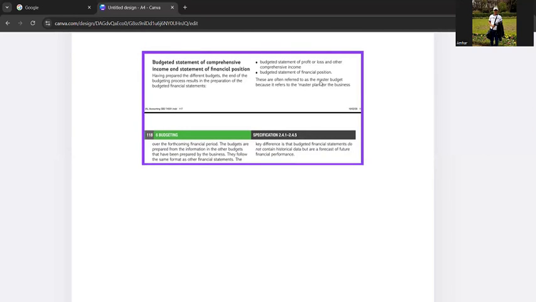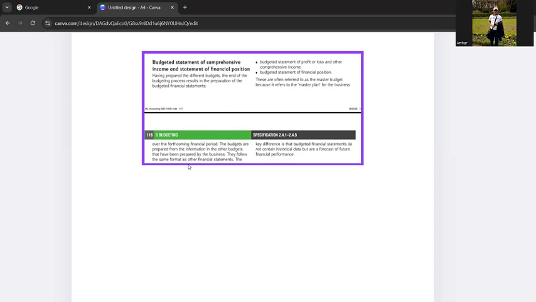These are often referred to as the master budget because it refers to the master plan for the business over the forthcoming financial period. So this statement of profit or loss plus SOFP, both are known as the master budget. The budgets are prepared from the information in the other budgets. So now we will prepare the budgets based on the SOFP and statement of profit or loss. We will look at other budgets that we prepared before, the sales budget, purchases budget, production budget. We will take information from that and prepare these budgets.